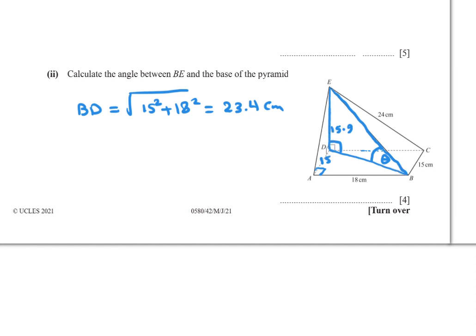Now we have BD and we have ED. We have the opposite and the adjacent. So theta equals tan inverse of opposite, which is 15.9, over adjacent, which is 23.4, equals 34.2. So the angle is 34.2 degrees.